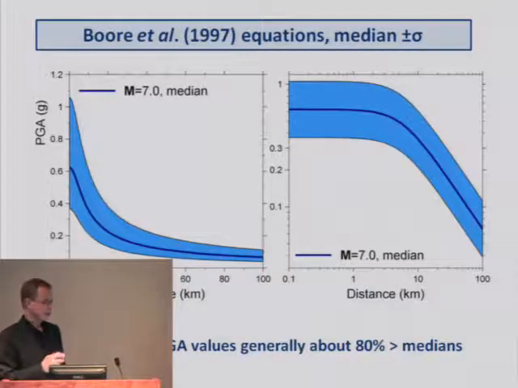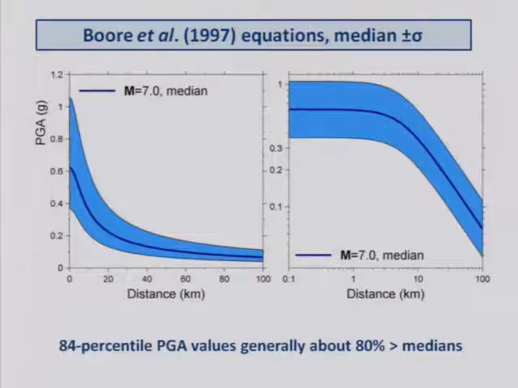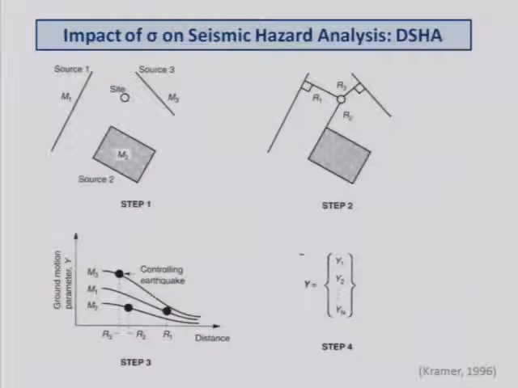And as you see from the sigma values from the previous slide, the 84 percentile PGA values, those are the median plus 1 standard deviation, are generally more than 80% larger than the median. So the sigma values are having a very significant effect. And we see that very directly if we were to do deterministic seismic hazard analysis, where we take individual controlling earthquake scenarios and then simply calculate the resulting motion at the site from putting the maximum earthquake at the closest possible distance.